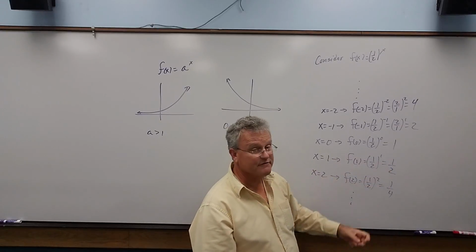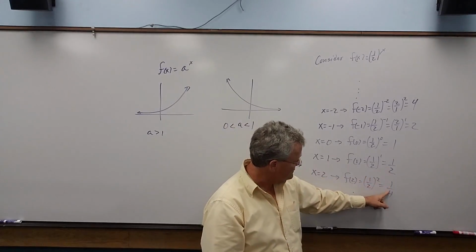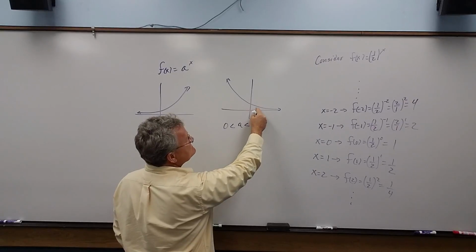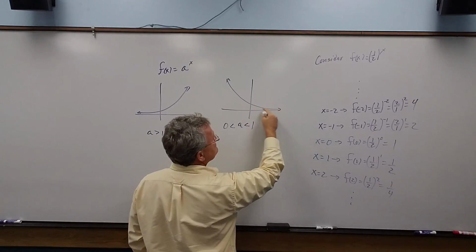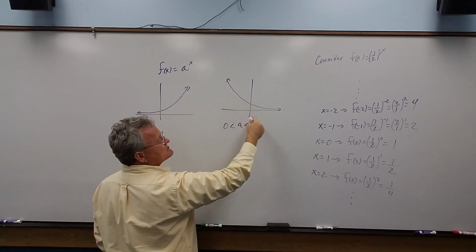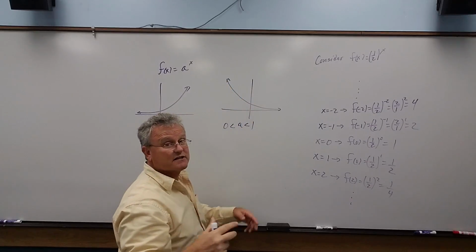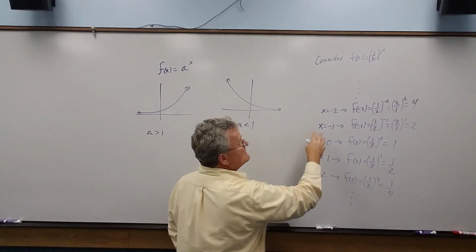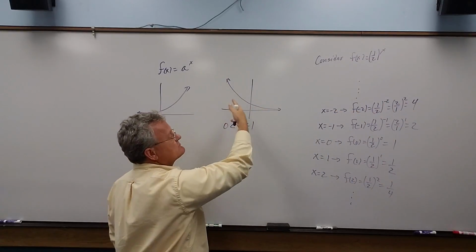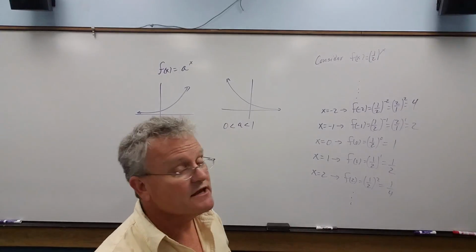When we take a fraction and raise it to a larger and larger power, the overall value gets smaller. But when you take a fraction and raise it to a negative exponent, the larger the negative exponent, larger in the negative sense, the larger the y value gets, and that's the reason why the shape becomes what it does when a is a fraction.